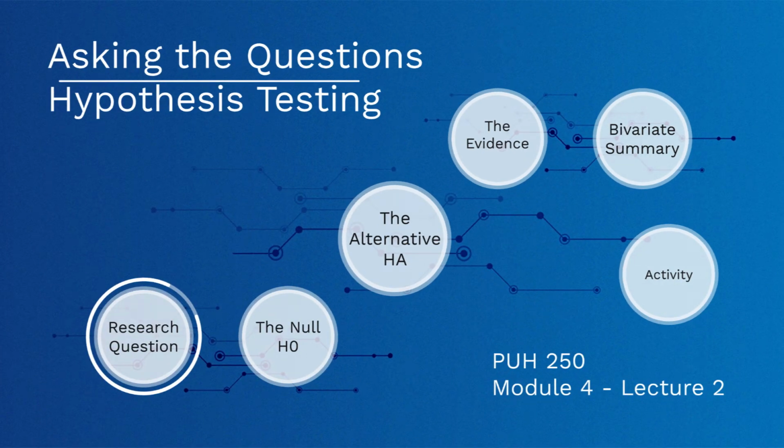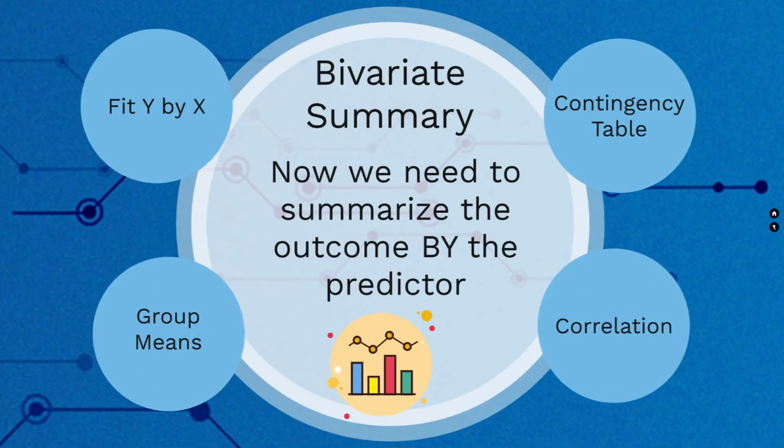Once you've summarized each of your variables univariately, we're going to move on to the bivariate summary. Remember, we're now dealing with two variables, and that does lead us to a bivariate summary. So we need to summarize the outcome by the predictor. We need to bring evidence to bear to answer that question.